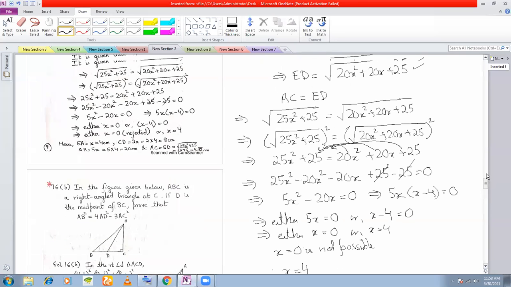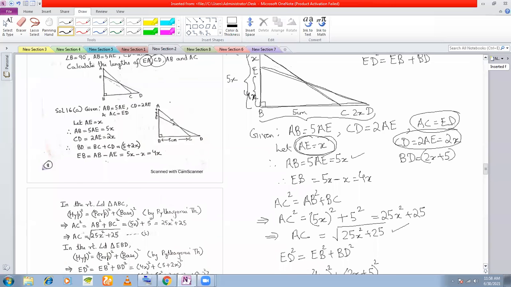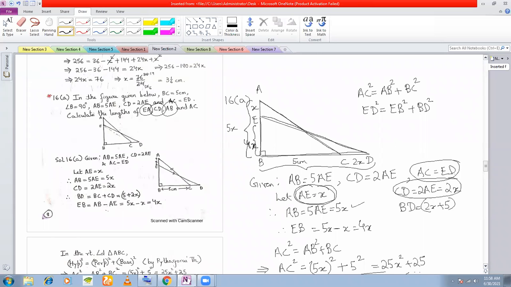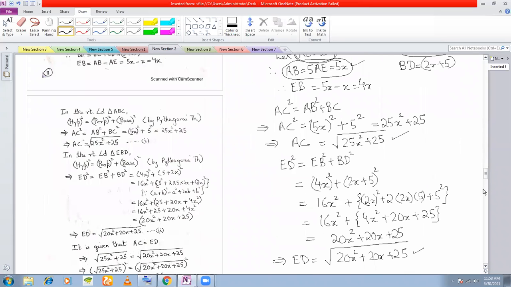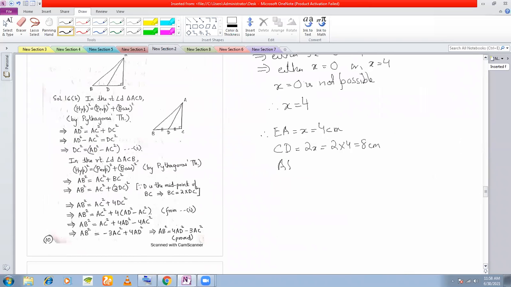What is the next length we have to calculate here? We have to calculate AB. So AB, if you see here, AB is equal to 5x. So AB is equal to 5x is equal to 5 into 4, 20 centimeters.